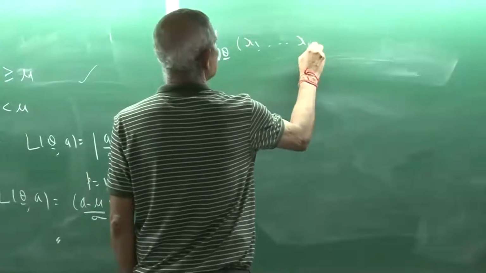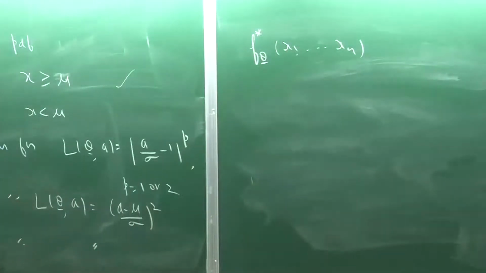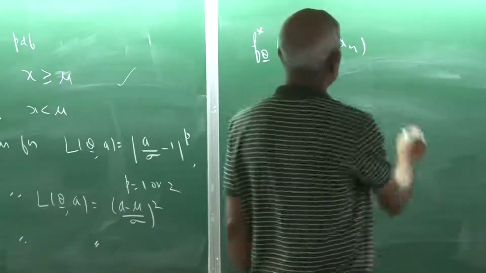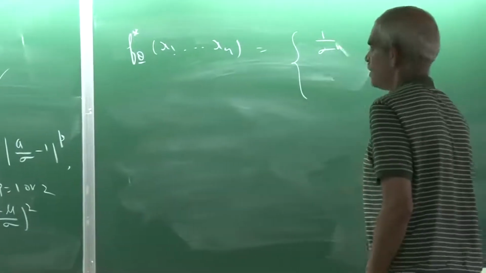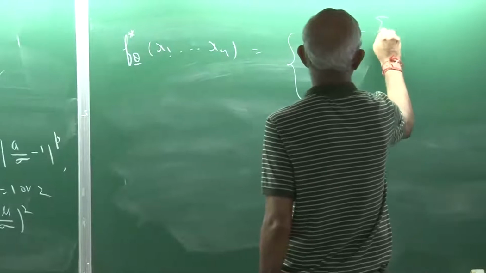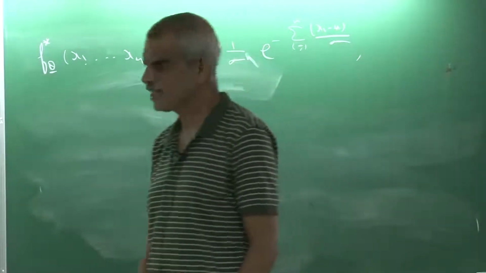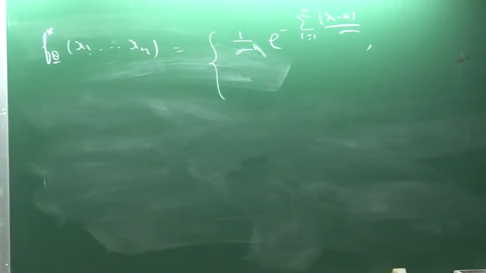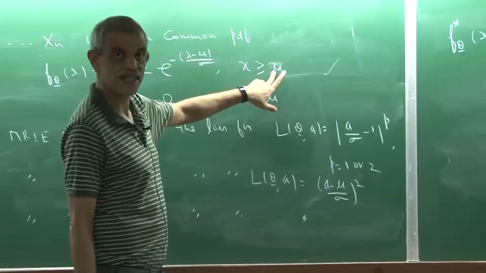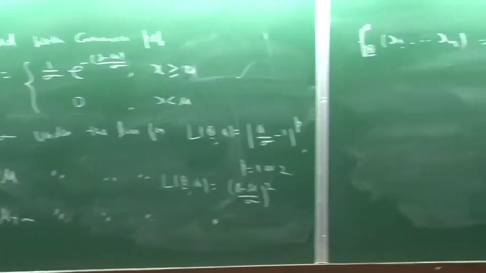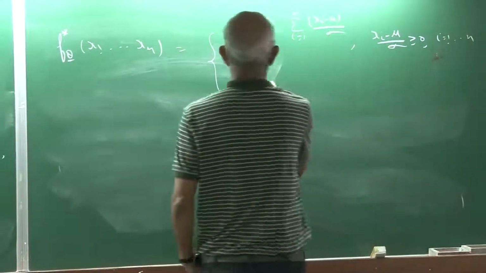So note that f_theta star, the joint PDF of x1, x2, ..., xn, is, because of independence, (1/sigma^n) e^(-sum from i=1 to n of (xi - mu)/sigma). Now everything I have to write in terms of (xi - mu)/sigma. So x greater than or equal to mu can be written as x - mu greater than or equal to 0, or (x - mu)/sigma greater than or equal to 0, for i equal to 1 to n, and 0 otherwise.